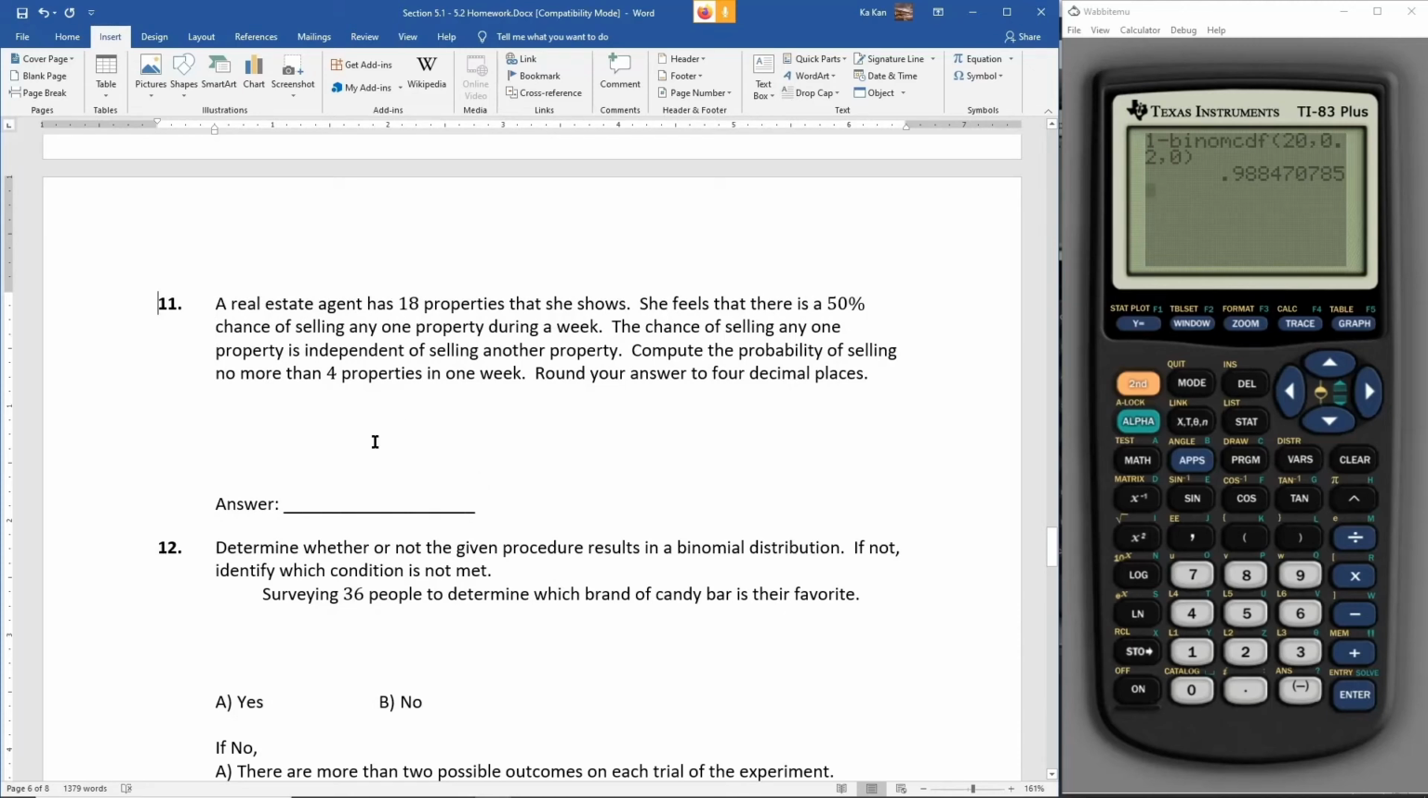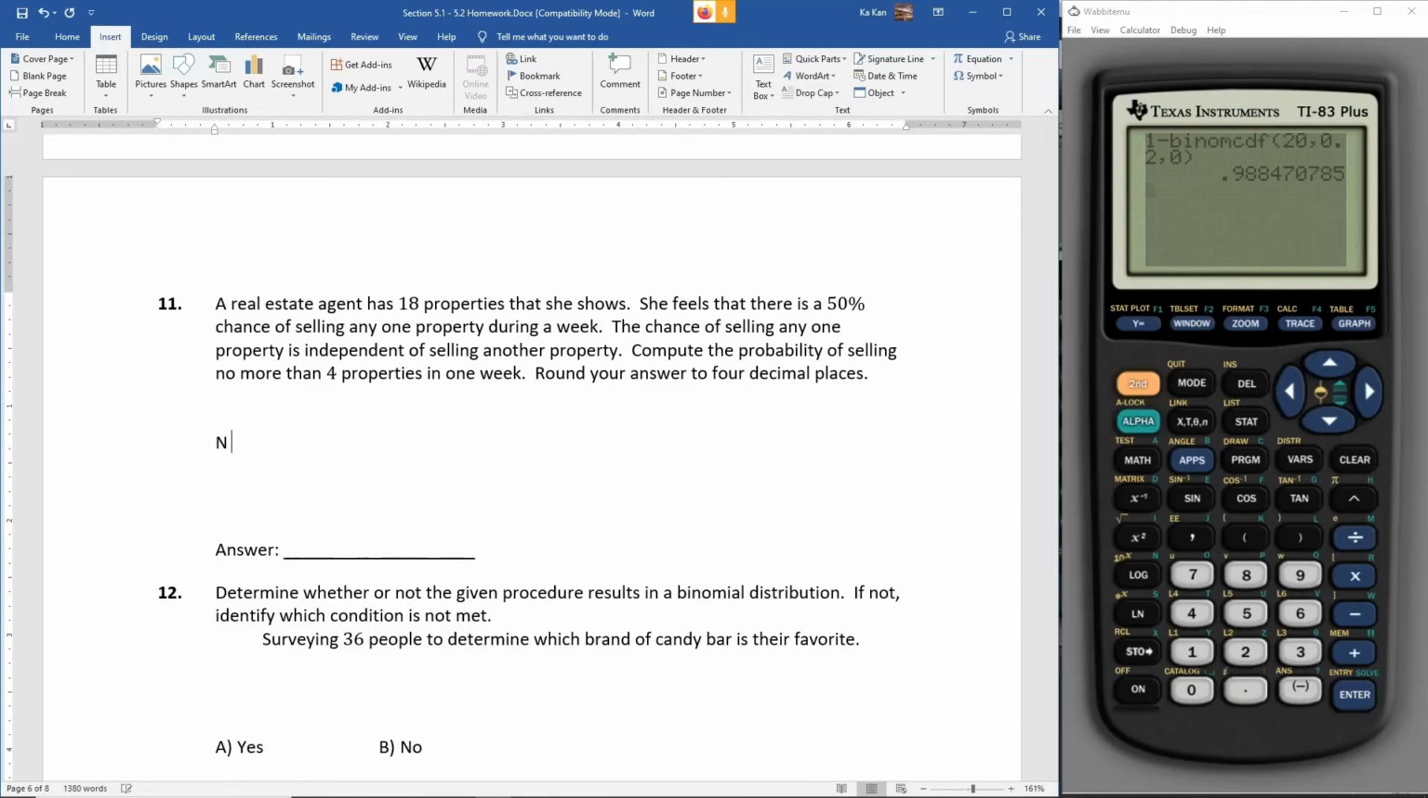A real estate agent has 18 properties that she shows. So I know right from the start, n equals 18. She feels that there's a 50% chance of selling any one of them during a week. So I will say p equals 0.5. So we already got the success rate. The chance of selling any one property is independent of selling another property. So let's just say that's true, right? They're independent, and they need to say that, otherwise it cannot be binomial.